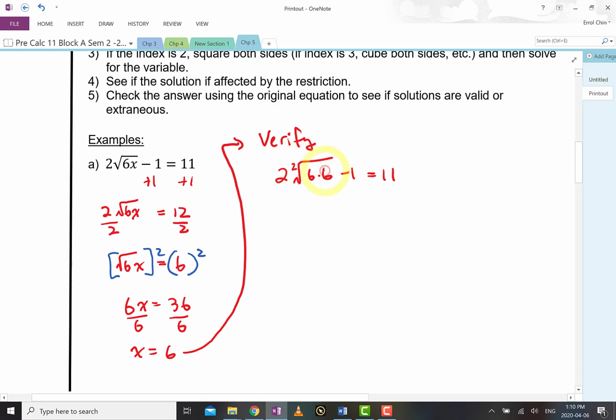Well, because we have an index of 2, that's a pair. We can cancel that out, pull it out. 2 times 6 is 12. Minus 1 is equal to 11. 11 does equal 11. So that works out okay.